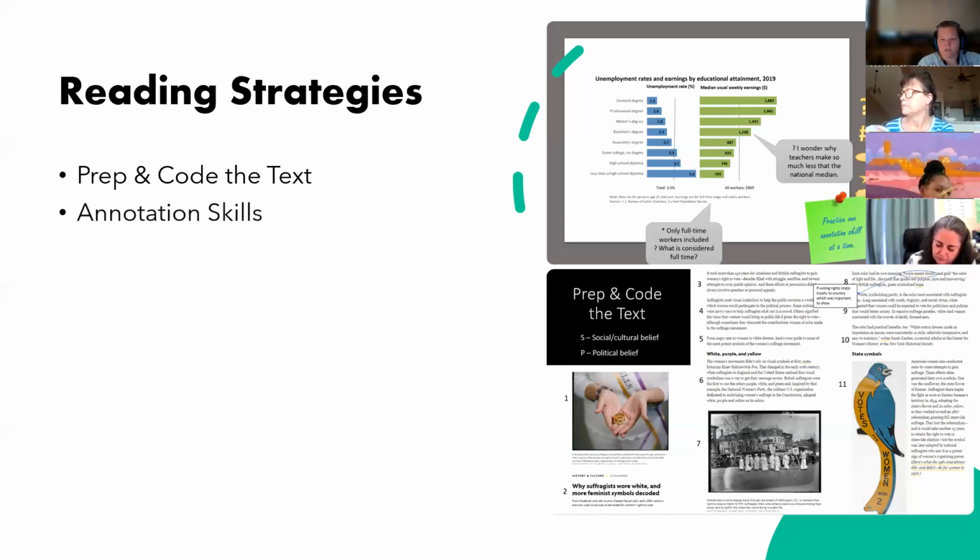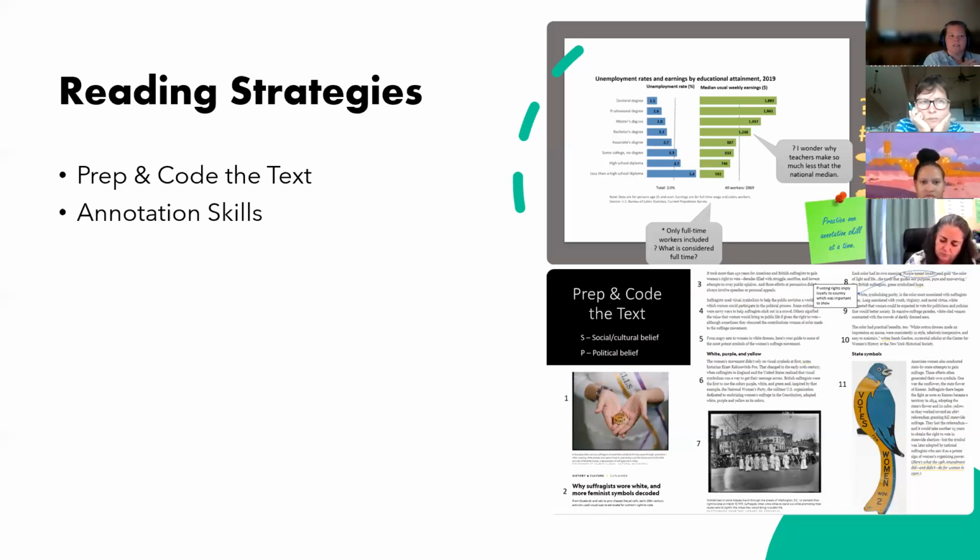The second is annotation skills. I use prepping and coding the text if I want them to look at specific aspects of something. If I want them to look at the economics of trade and the cultural impact, then I'm just going to have them do S and E for coding. But if I just want them to analyze a work in general, then I might use annotation.